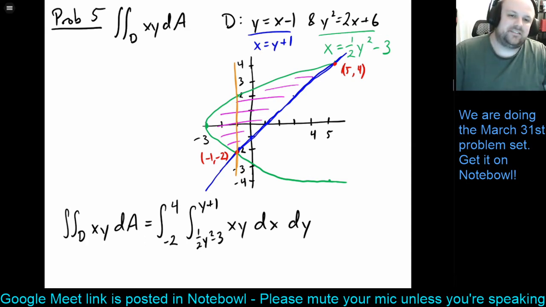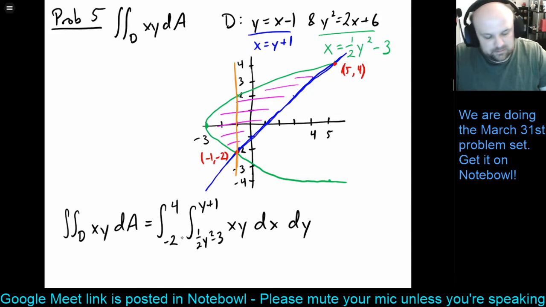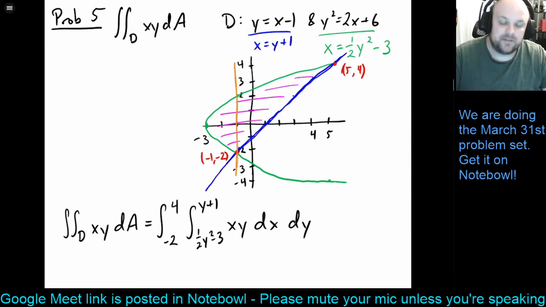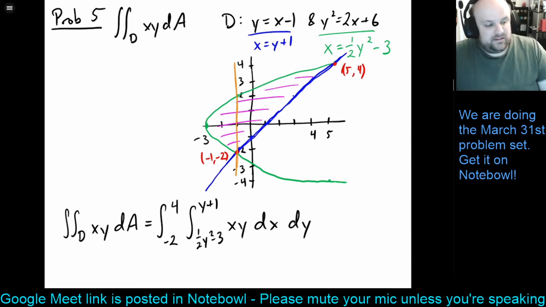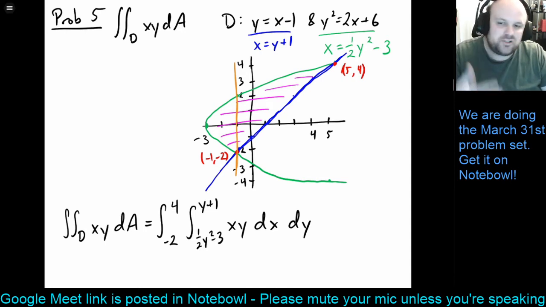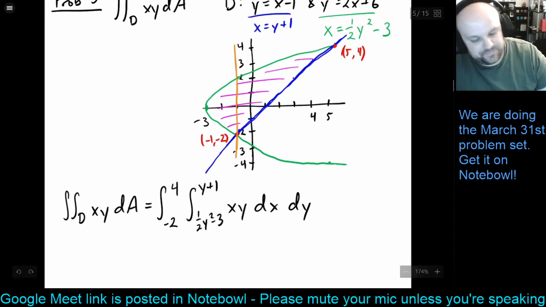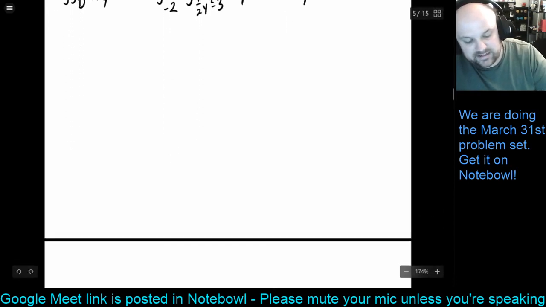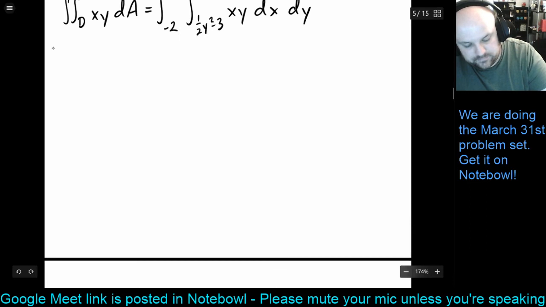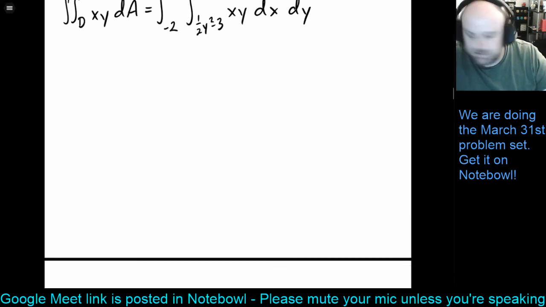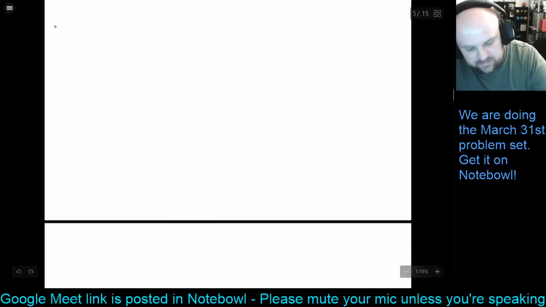All right. Yeah, so that's it for this problem. Again, to compute this, we would press forward, but we did enough of that with the first problem. Setting up the integral here is the much more important part of this problem. All right, so let's go ahead and do problem 6.